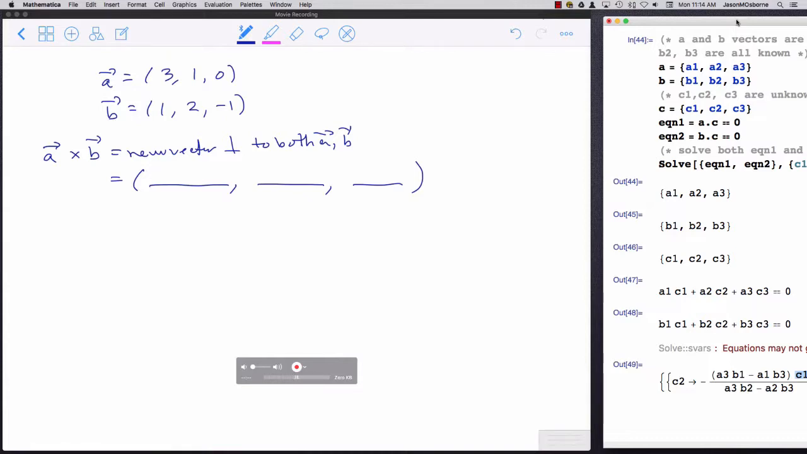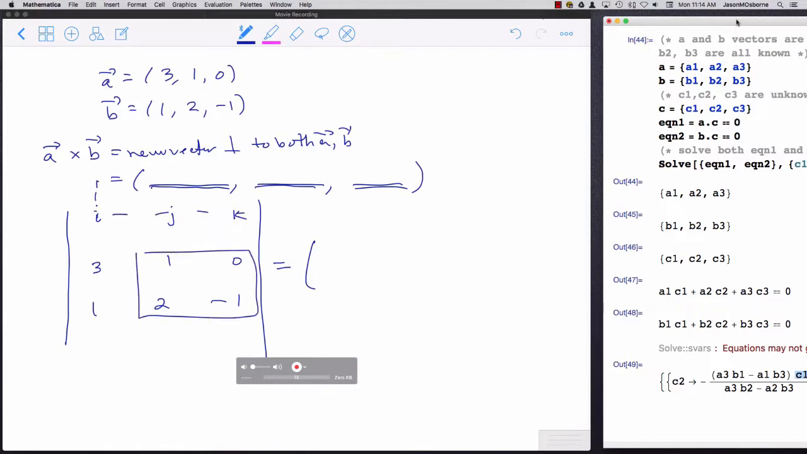The easy way to compute them is to set up this determinant with I, J, and K instead of E1, E2, E3, if you wish. I'm trying to use 2 different notations for those that like either one. Here's the I entry of the vector, the J entry, and the K entry. The vector A would be 3, 1, 0. The vector B is 1, 2, negative 1. And I'm going to knock out the first row and first column, and that leaves this block here. So it's going to be 1 times negative 1 plus 0 times 2. That's the first entry of the vector.